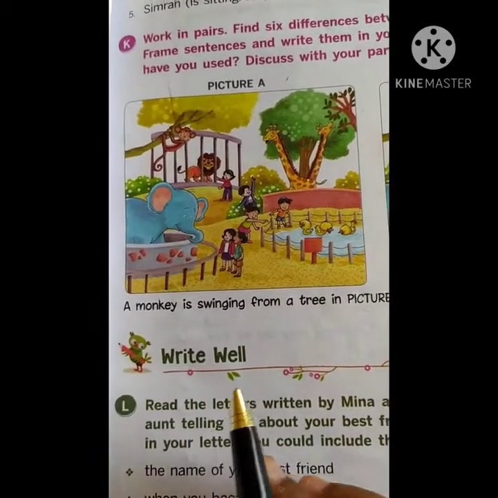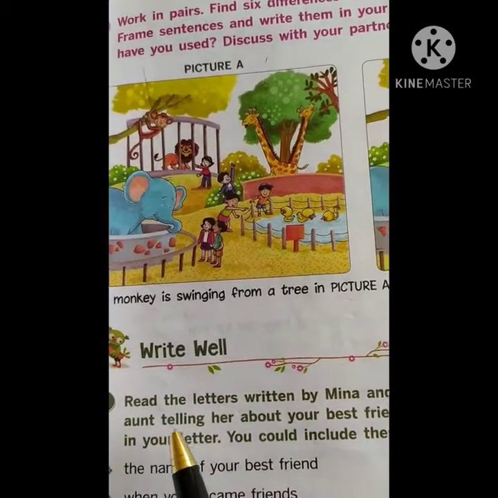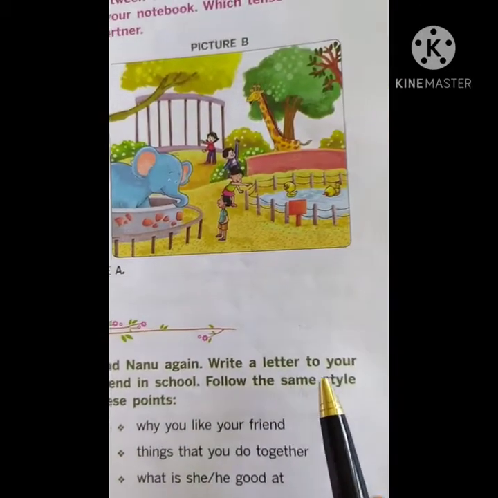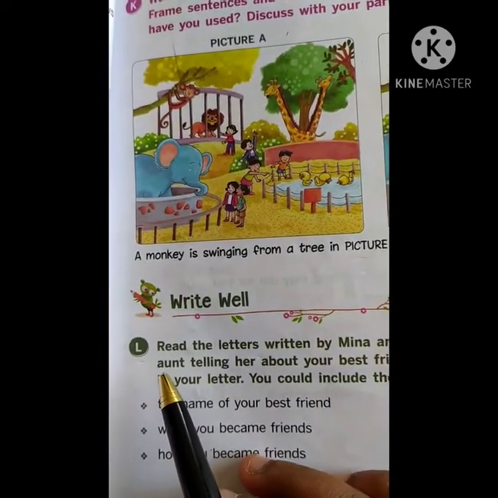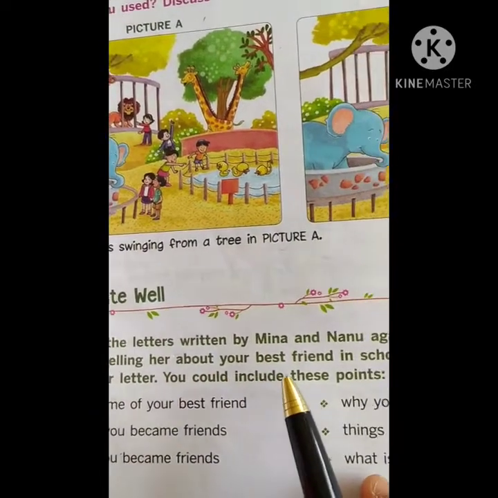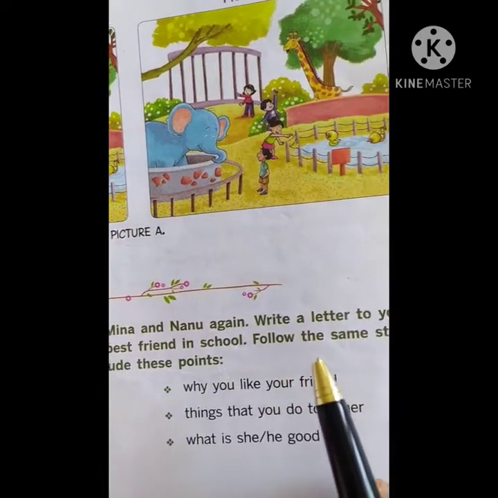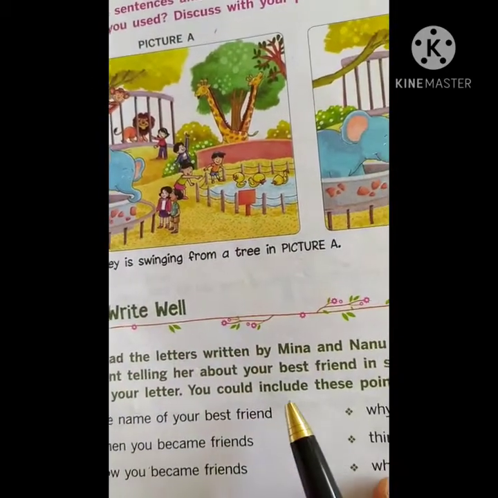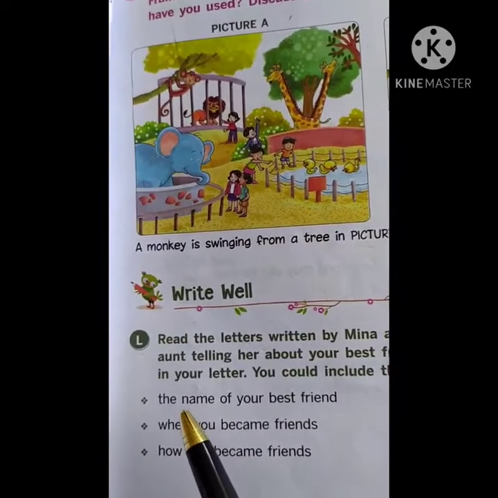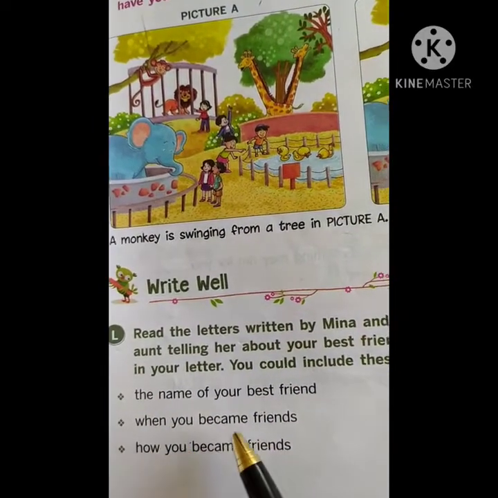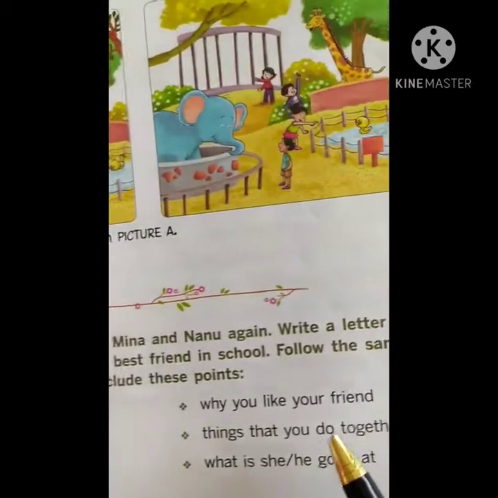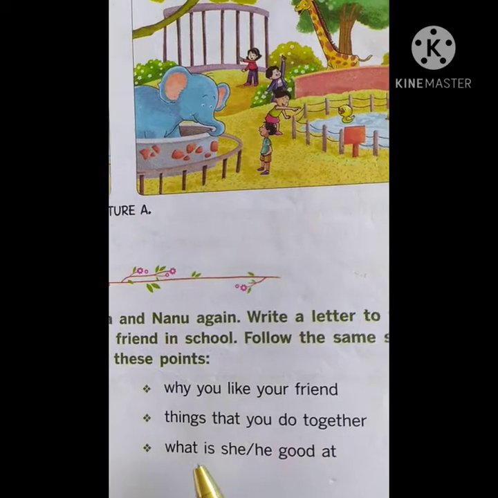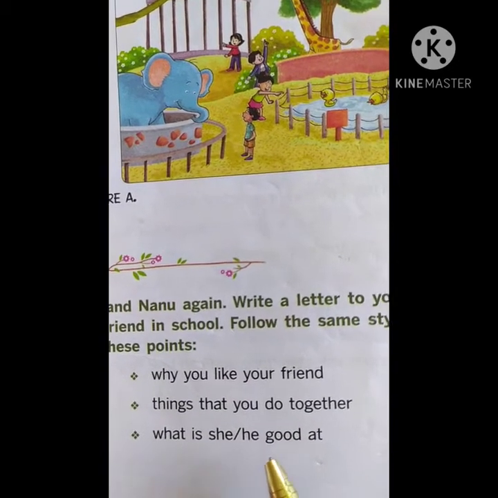Okay, write well. The L bit. Read the letters written by Meena and Nanu again. Write a letter to your aunt telling her about your best friend in school. Follow the same style in your letter. You could include these points: the name of your best friend, when you became friends, how you became friends, why you like your friend, things that you do together, what she or he is good at.